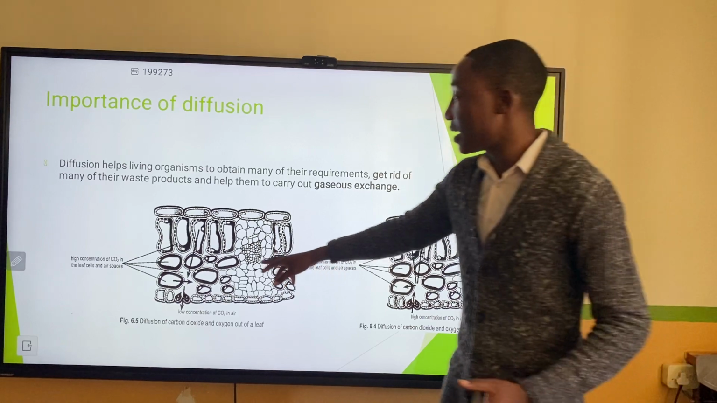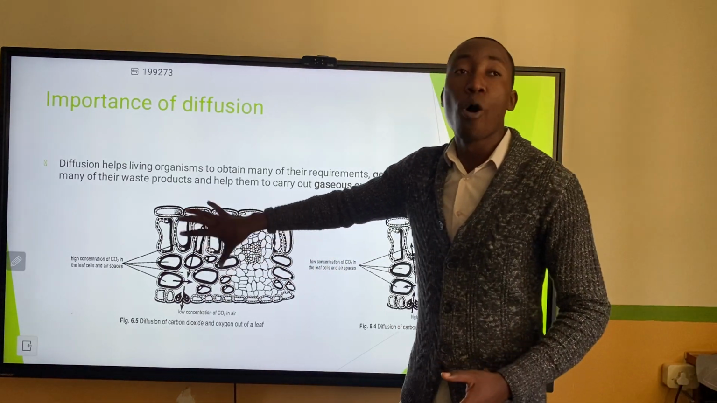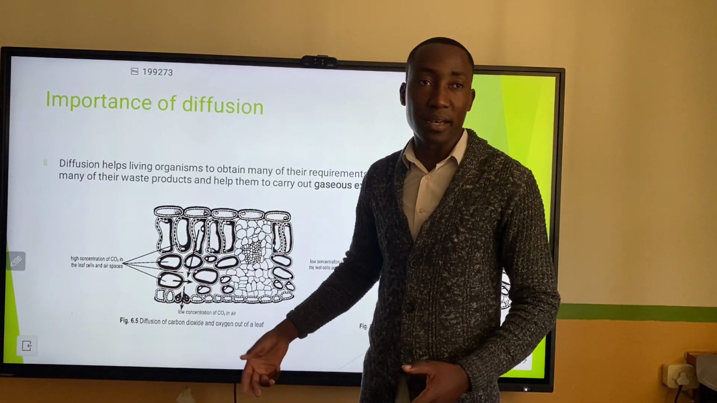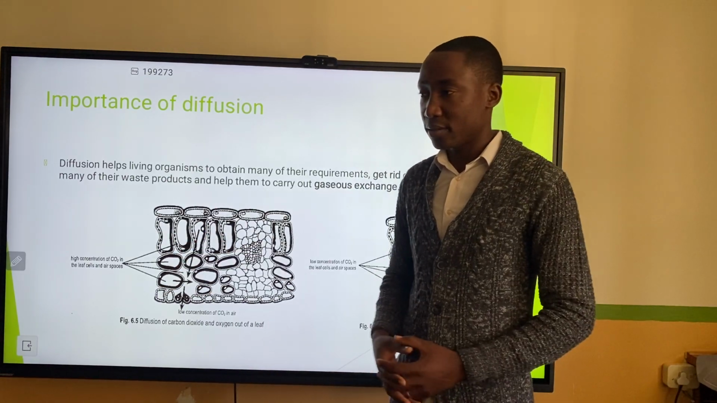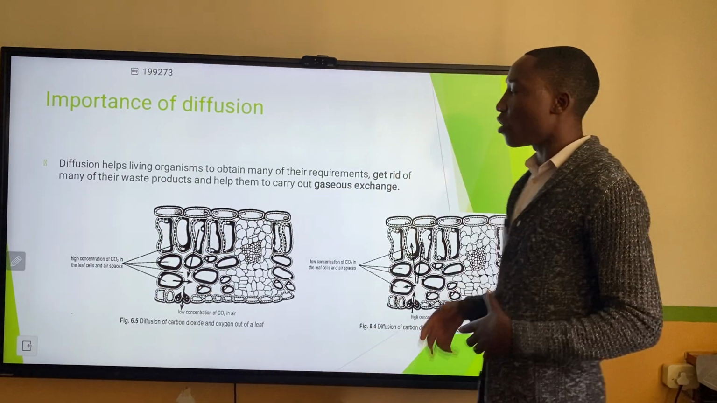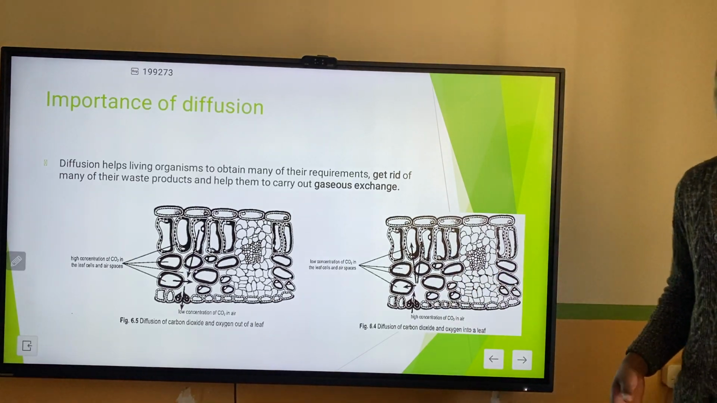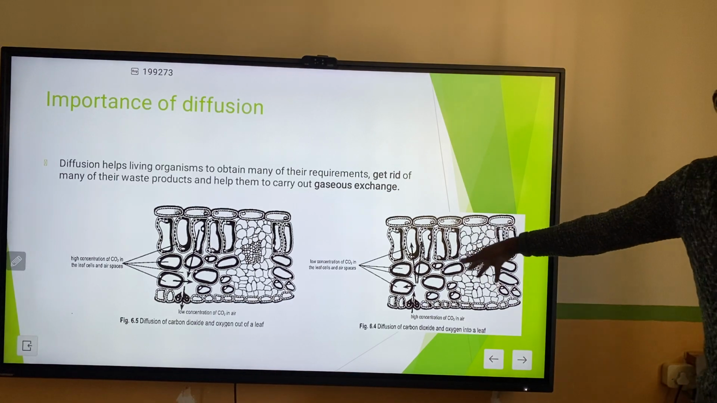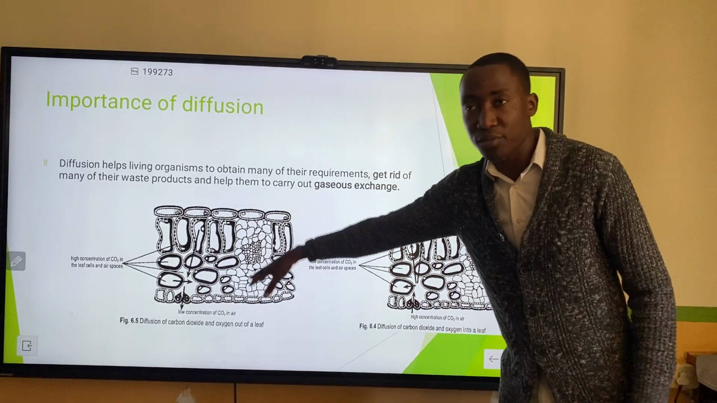That carbon dioxide produced in the cells becomes more than is required, and plants need to get rid of it as a waste product. That is why I'm saying it depends on what time of the day and what process is taking place. But traditionally, this is what happens during photosynthesis. This is during respiration.